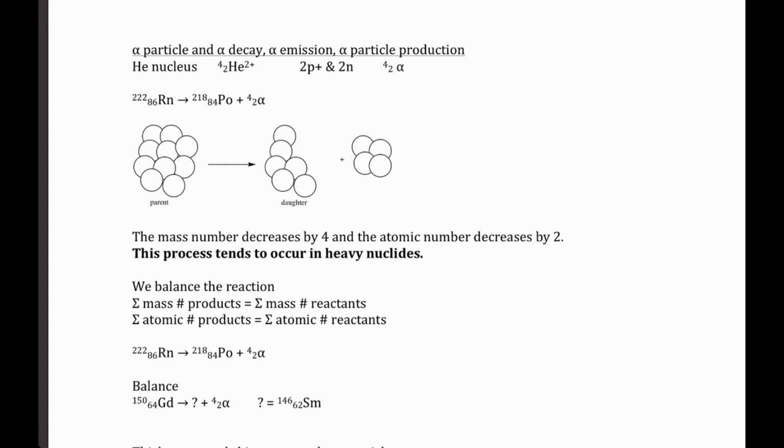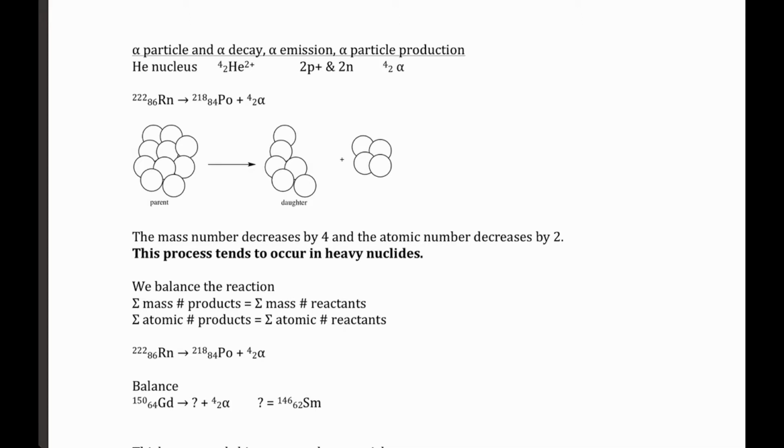So if we knew that we had radon-222, we would write it out like that. If we knew it produced alpha particles, we would write the alpha particle, and we would figure out what other isotope it becomes by balancing. So what's happening is the parent nucleus is losing 2 neutrons and 2 protons, so it's becoming a little bit smaller. The mass number decreases by 4, and the atomic number decreases by 2. This process tends to occur in heavy isotopes.